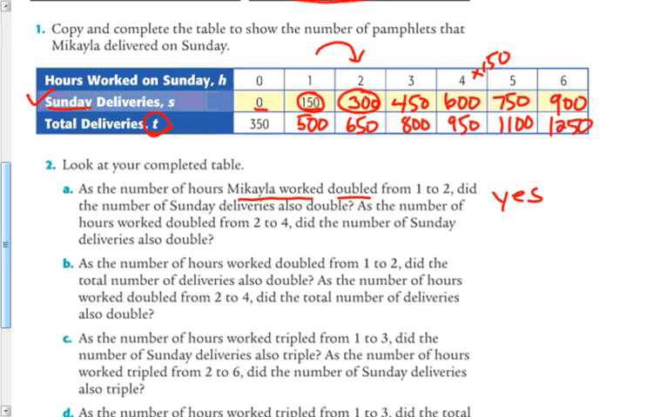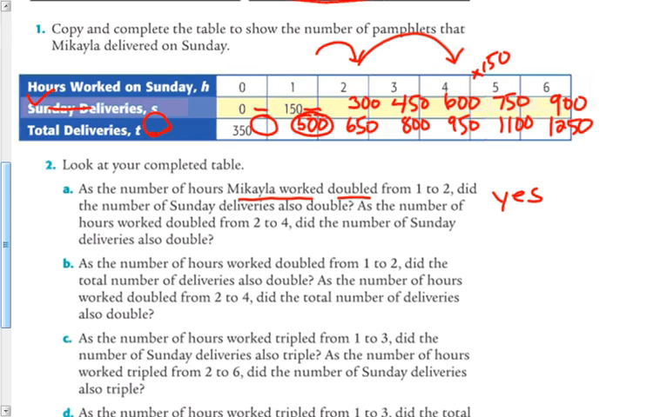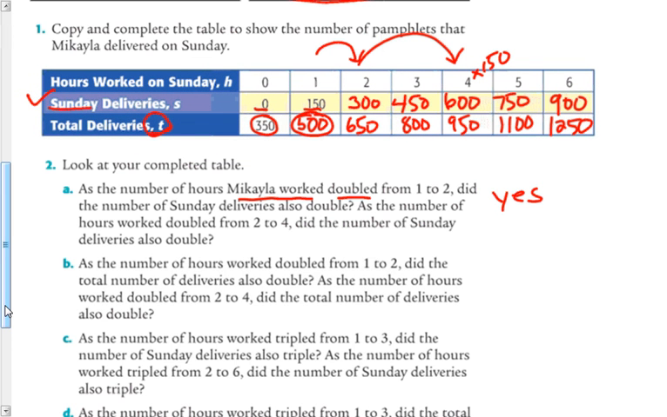As the number of hours worked doubled from 2 to 4, did the number of Sunday deliveries also double? So if we go from 2 to 4, does the number of deliveries double there? I use a different color here. So we're going from 300 to 600. And yeah, if you double 300, you get 600. So that's a yes also.